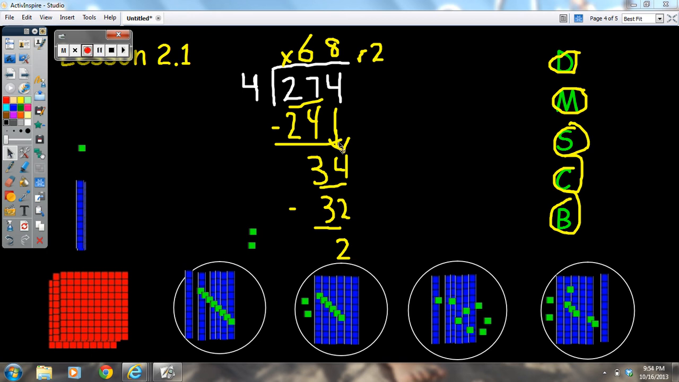Like I said in class today, you need to understand the steps to solving a division problem with the D, the M, the multiply, the S, subtract, the C, check, and the B, bring down. But it's also important that you understand what it looks like when you're actually dividing these.